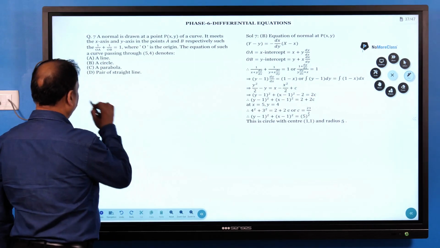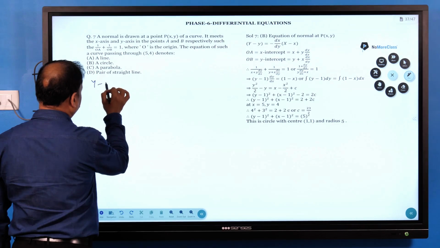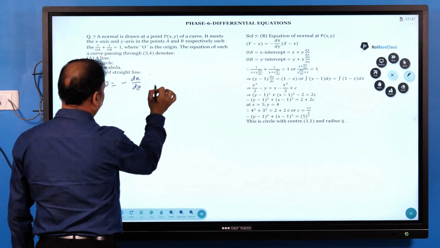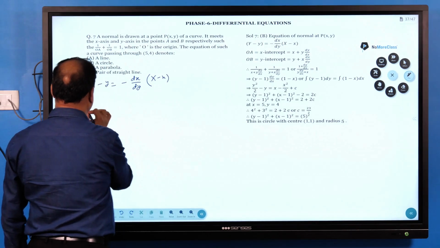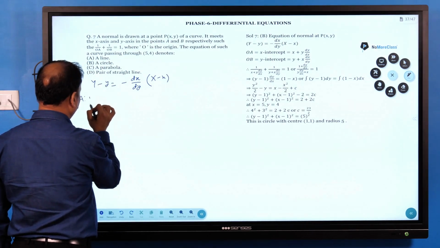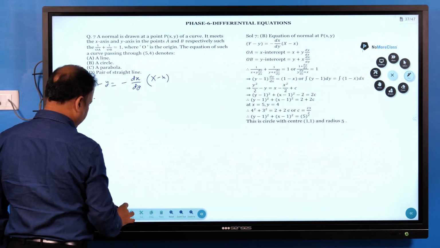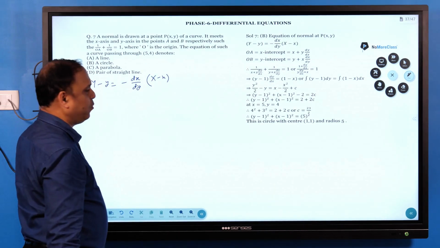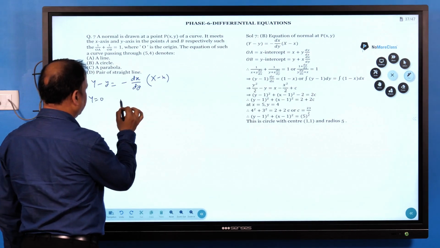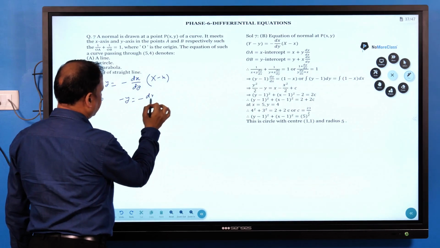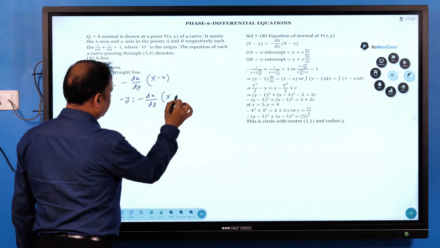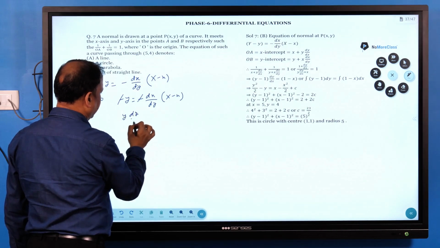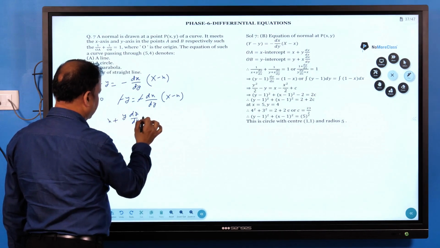So let us write the equation of the normal: Y minus y is equal to minus dx upon dy into X minus x. Now I will find its x-intercept by putting Y is equal to 0. Remember here capital Y and capital X are variables, small x and small y are the point. So minus y is equal to minus dx upon dy into (X minus x). So this will cancel, and X is equal to x plus y dy upon dx.